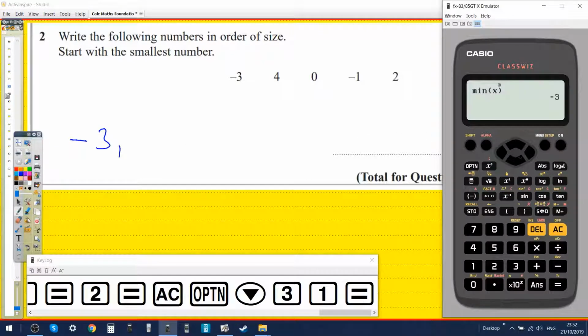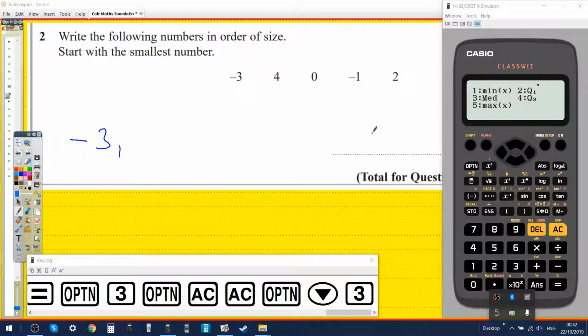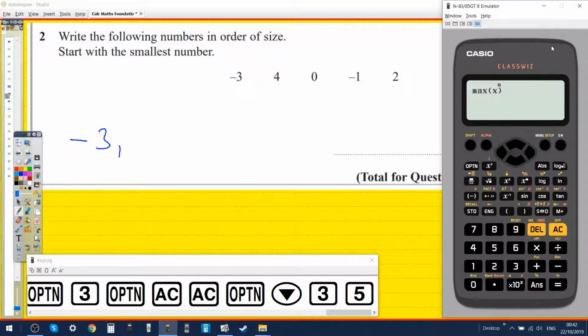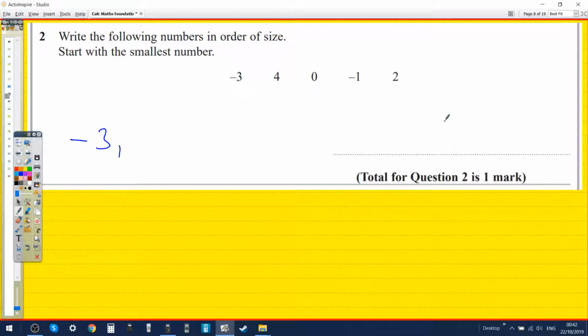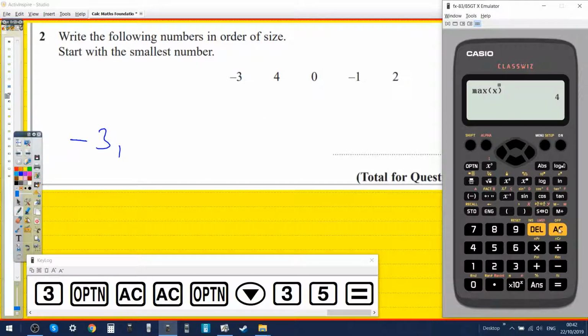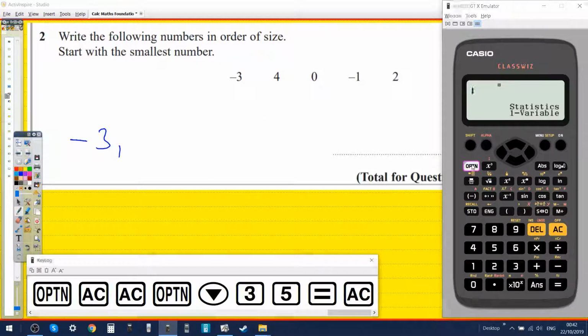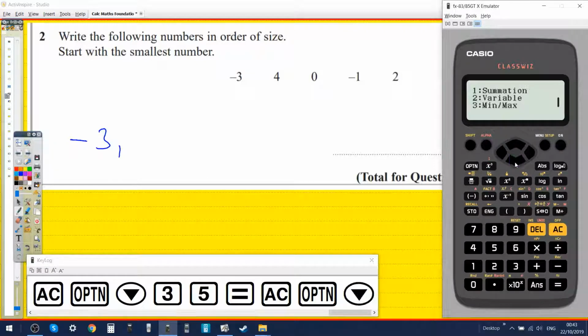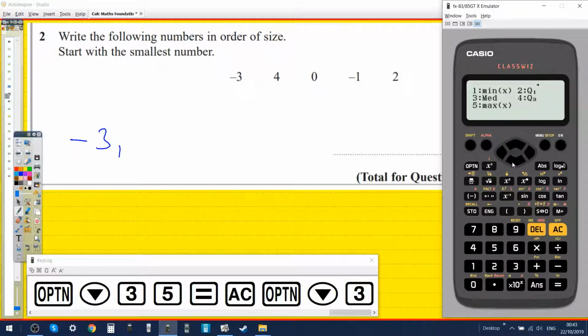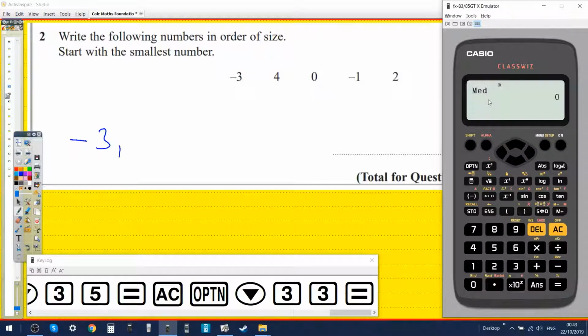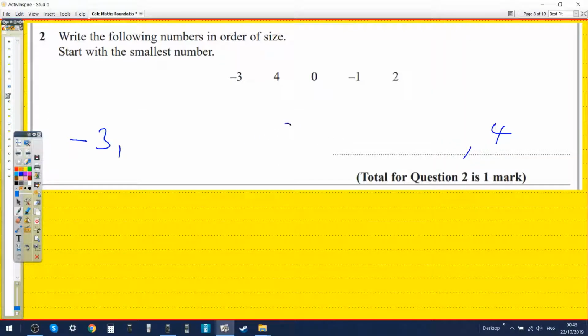What will be the biggest one? Max. Number 5, max, equals. That is the biggest number, 4. So that would be the last number, 4. But what about the numbers in the middle? Have you forgotten, silly? AC, option, down, min and max. The middle number is median. Small, medium, large. Median is the middle number. Press 3. The median is the 0. The 0 goes in the middle.